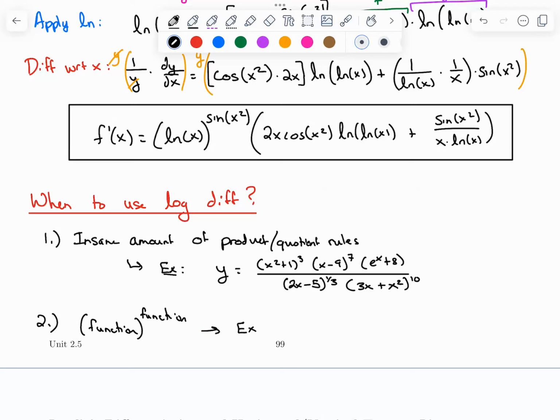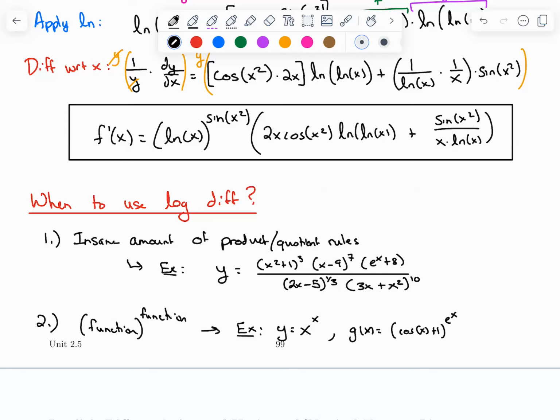So for example, something like what we just saw previously. So y equals x to the x, g of x equals cosine of x plus 1 to the e to the x, and so on and so forth, things like that. If you have a function raised to a function, you kind of have to do logarithmic differentiation.